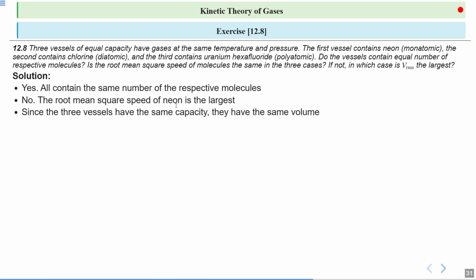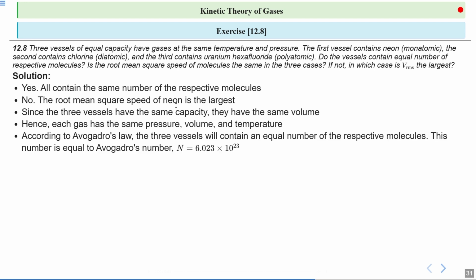To understand why the number of molecules is the same, remember that the vessels have the same capacity, meaning they have the same volume. Since each gas is at the same pressure, volume and temperature, we can confidently apply Avogadro's law. This law is fundamental in understanding the behavior of gases under these conditions. So according to Avogadro's law, the three vessels will contain an equal number of respective molecules. This is equal to Avogadro's number, 6.023 × 10^23.